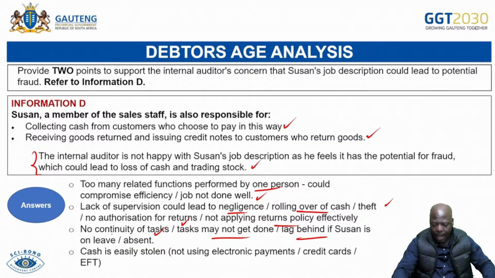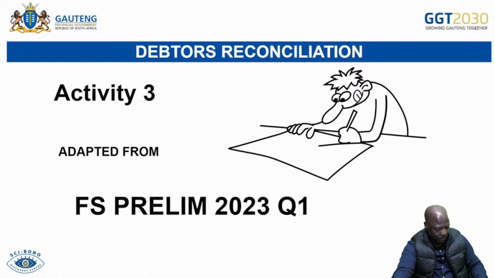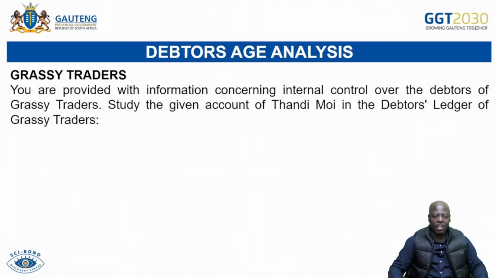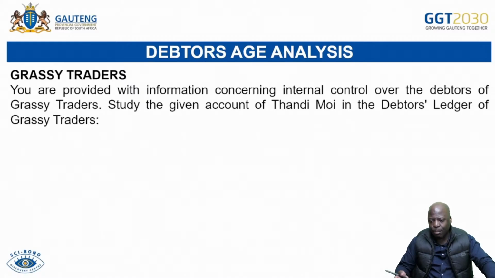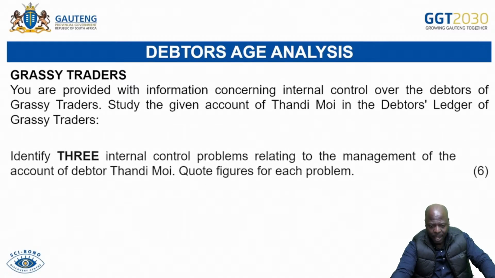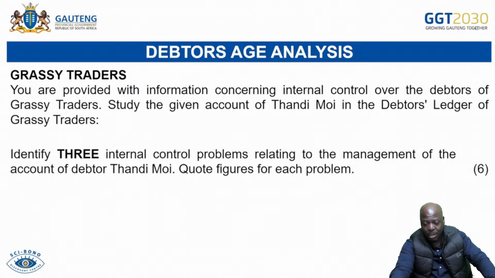Okay, so we're going to come to the last activity for the day, which is activity 3, and it reads: Grassy Traders, you are provided with information concerning internal control over the debtors of Grassy Traders, and then study the given account of Tandimoy. So here we have one debtor. In the previous ones, we had more debtors, but here we have only one debtor, which is Tandimoy. And we're going to study the information of Tandimoy in the debtors ledger of Grassy Traders. Identify 3 internal control problems relating to the management of the account of debtor Tandimoy and quote figures.